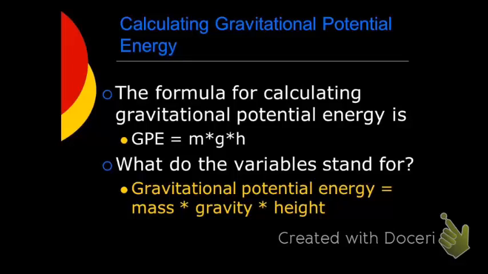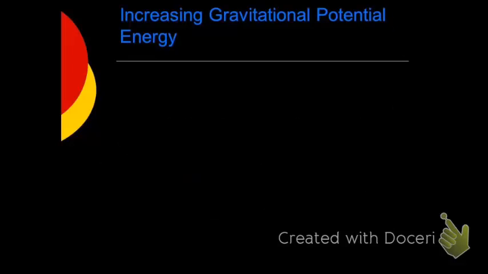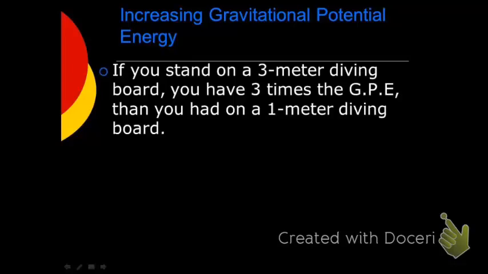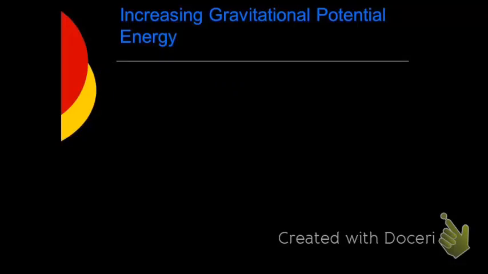Okay. Here's a question for you. Based on the formula you just wrote, how can you increase gravitational potential energy? What could you do to make the potential energy a bigger number? Add more mass, or look at the formula again. Increase the mass or increase the height. So, Natalia, will you read?